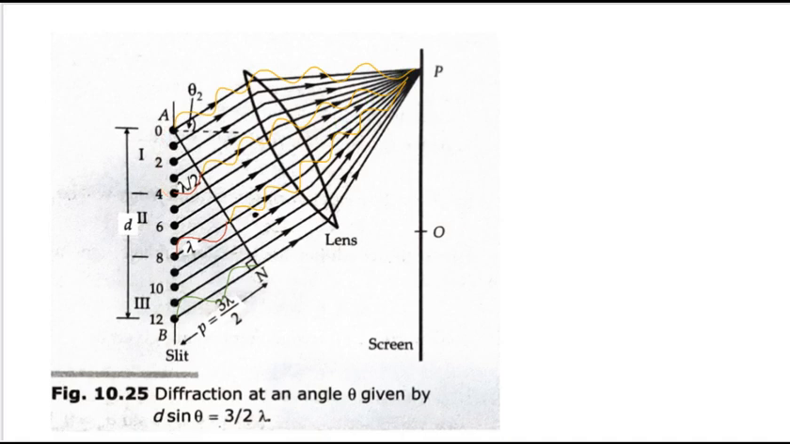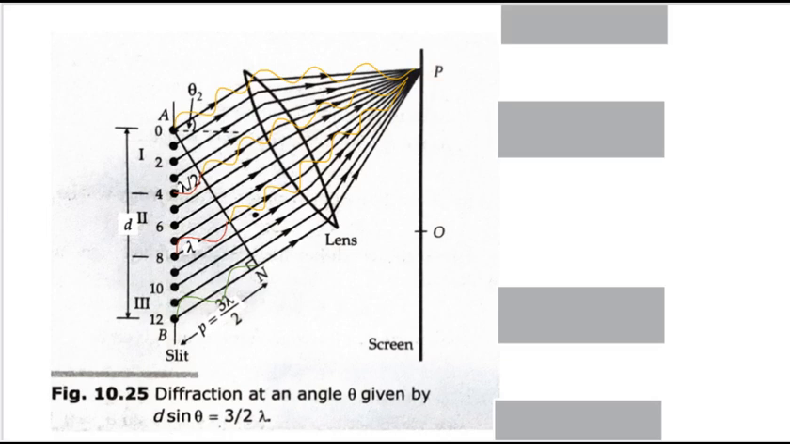The light coming from this point 8 will go and contribute at this point P. Therefore, at this point P, you will get a bright fringe. Fine. And this bright fringe will be known as your first secondary maxima. So at this point you will have your first secondary maxima.